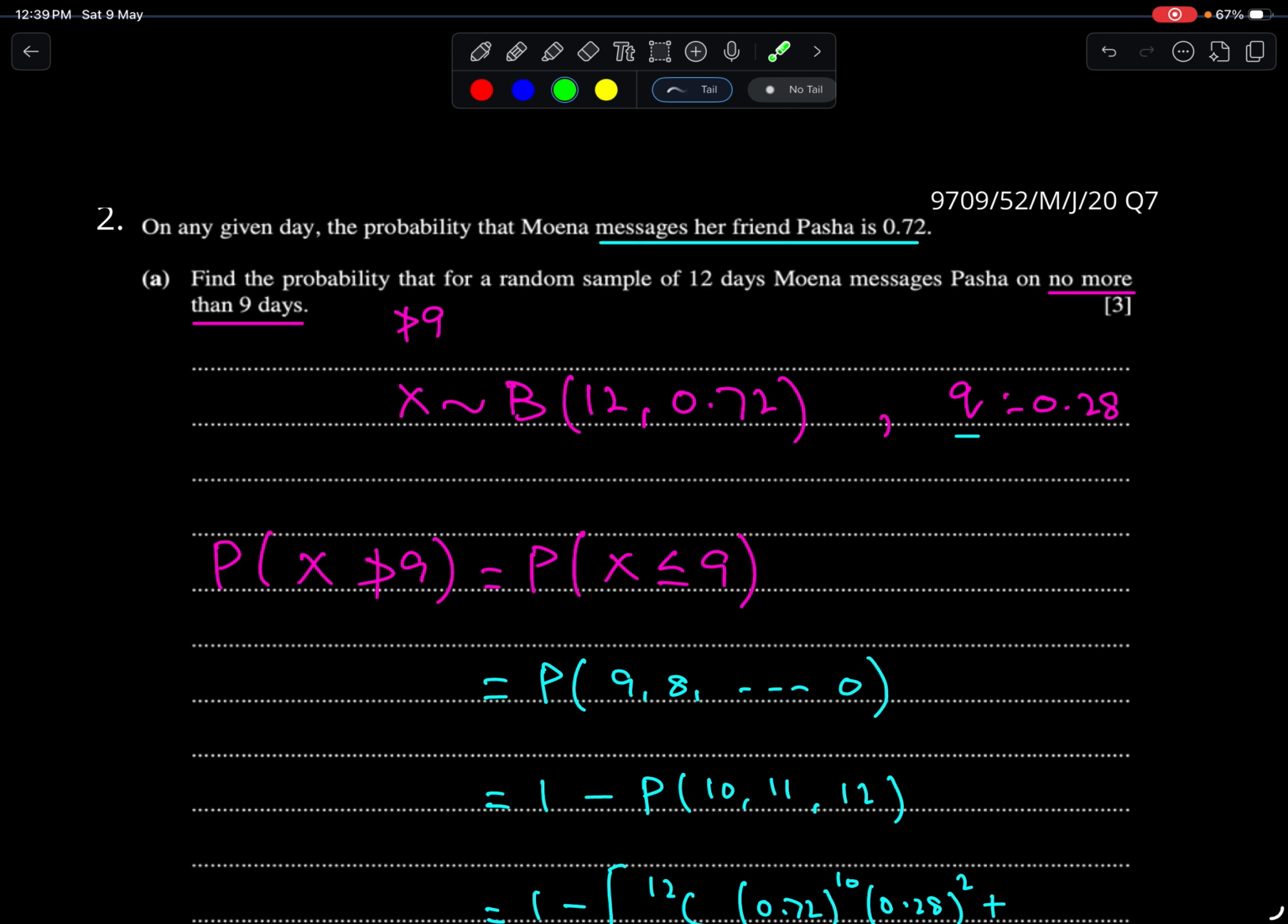Find the probability that for a random sample of 12 days, Moina messages Pasha on no more than 9 days. Now what does it mean? No more than 9 days. This means greater than or equal to 9. And the opposite of this is less than or equal to 9. We need this probability, and this means less than or equal to 9. You just need to find this probability.